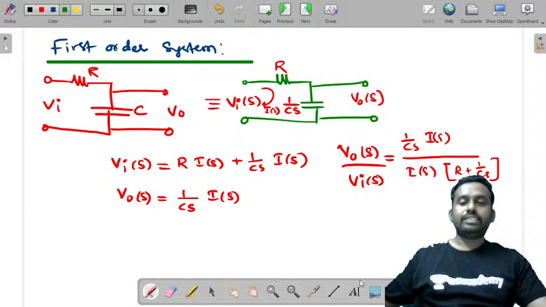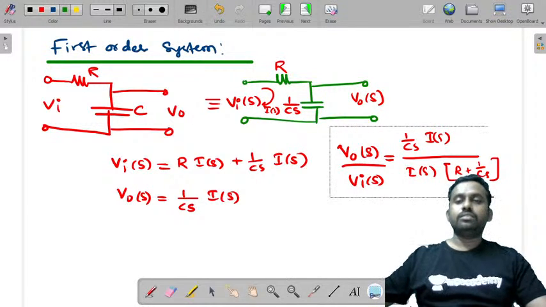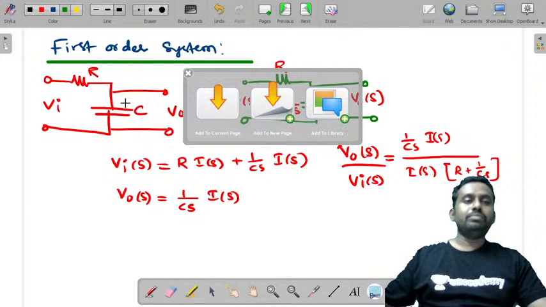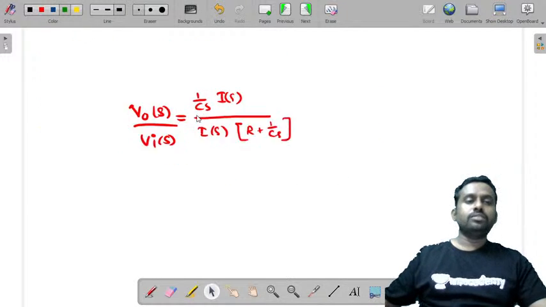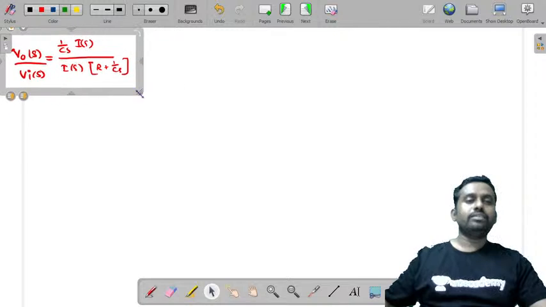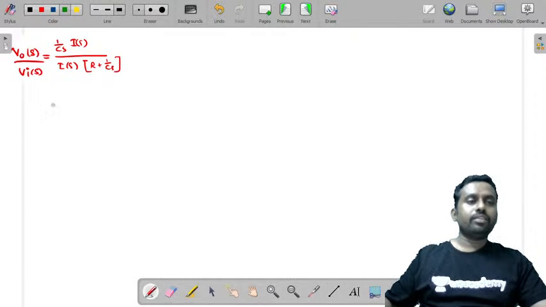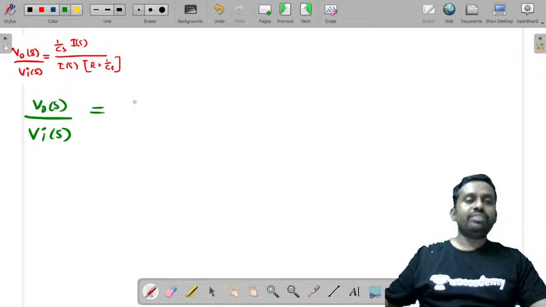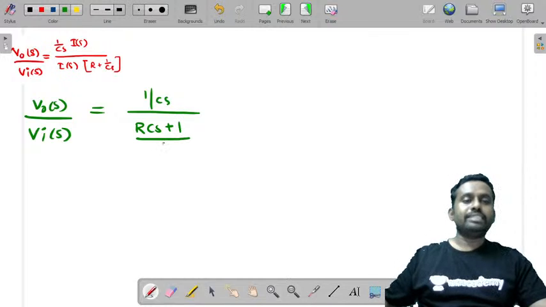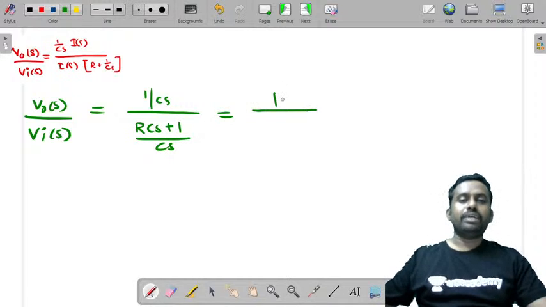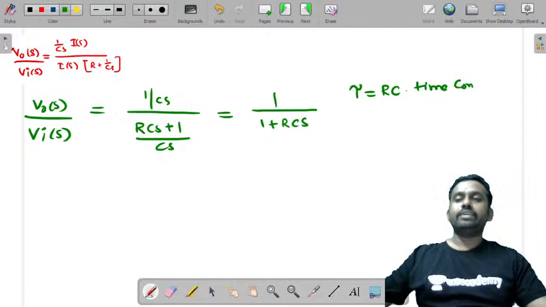Let's take this to the next slide. How many energy storage elements are present here? One. So this is that equation. Now what is V output of S by V input of S? You can simplify this: 1 by Cs by RCs plus 1 by Cs. You can write it as 1 by 1 plus RCs. Generally this RC is termed as the time constant tau, that is RC, the time constant.